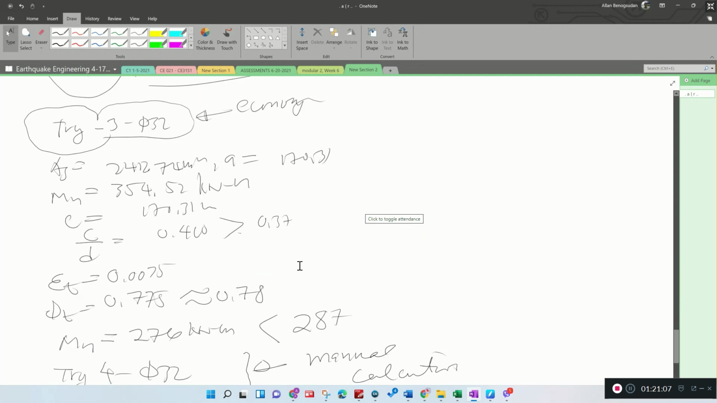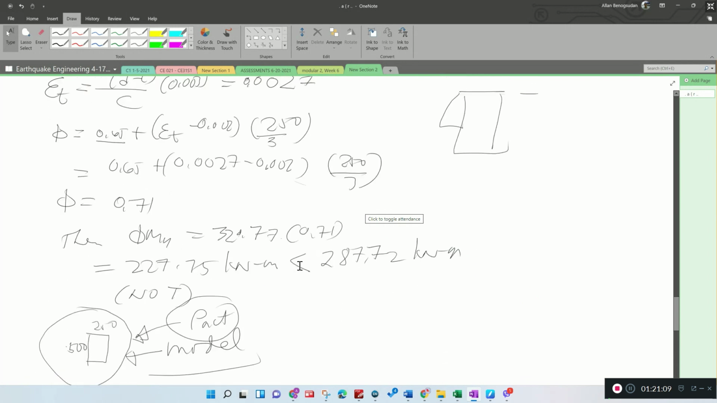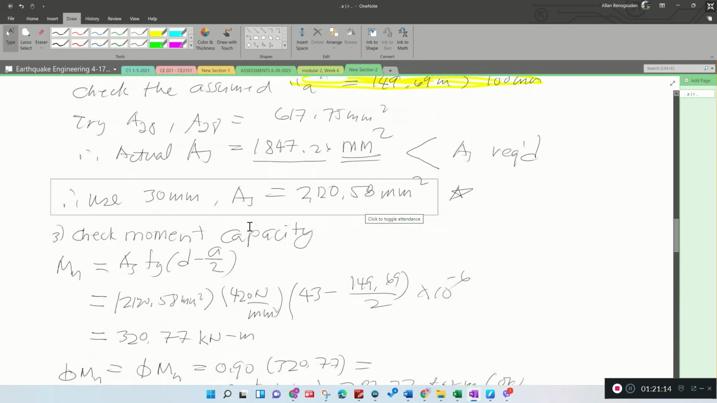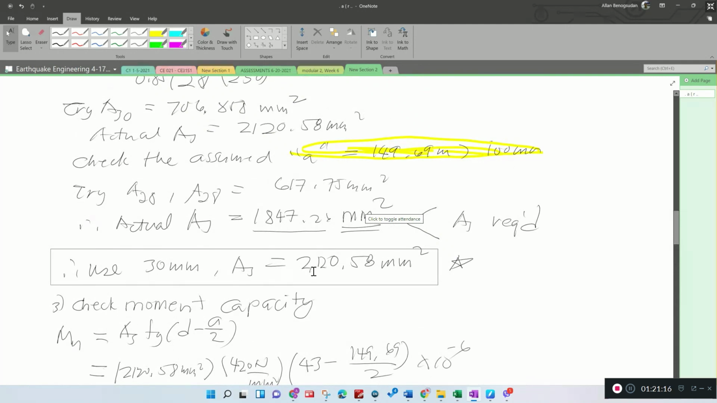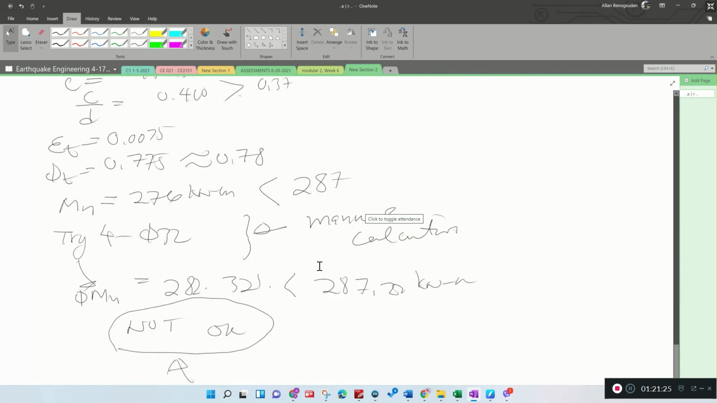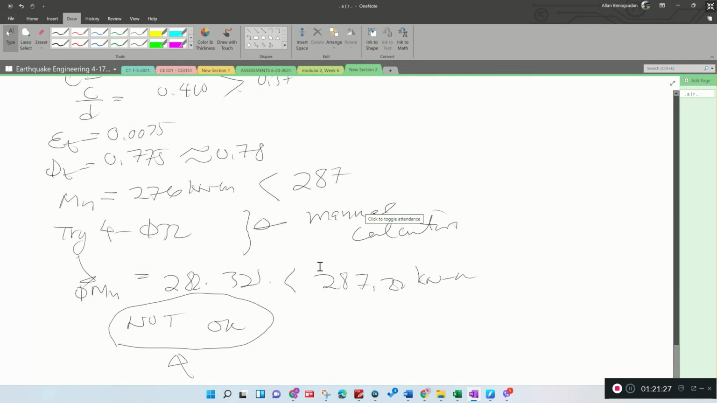Your first answer that you think is correct, that answer is not correct. So what then is the correct answer? The correct answer here is not yet done.